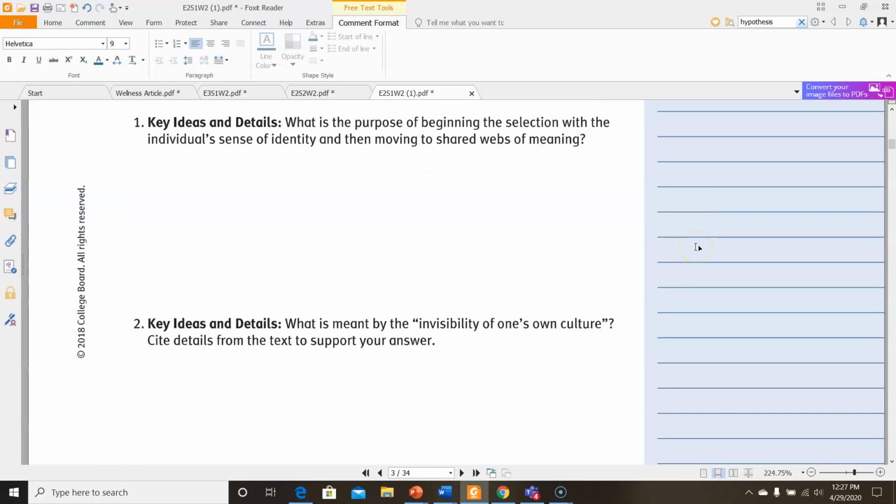For number 2, it says, what is meant by the invisibility of one's own culture? And cite details from the text that help support your answer. So think about how some aspects of your culture are visible and some aspects are invisible.